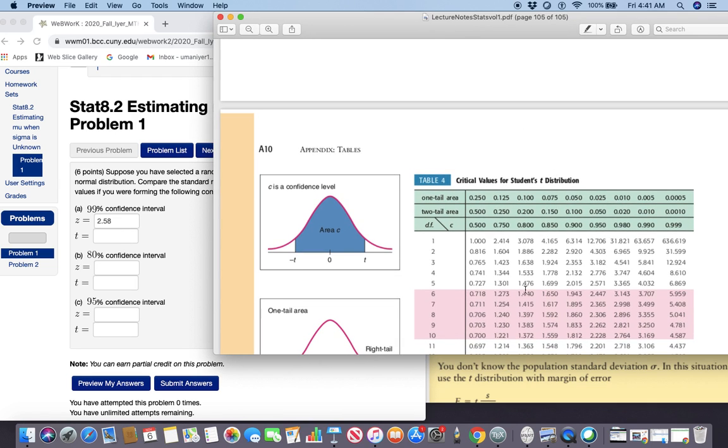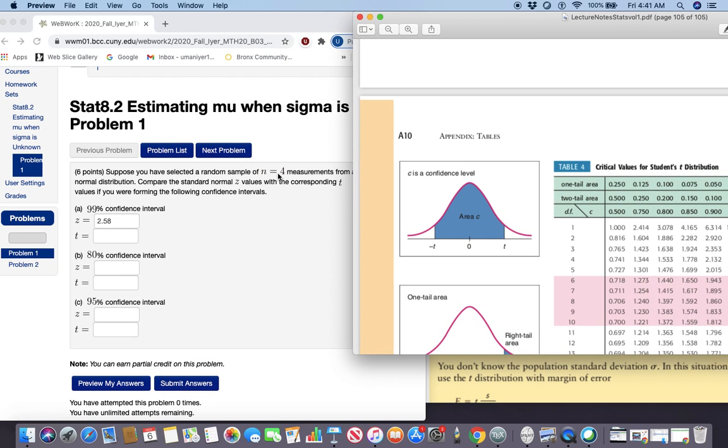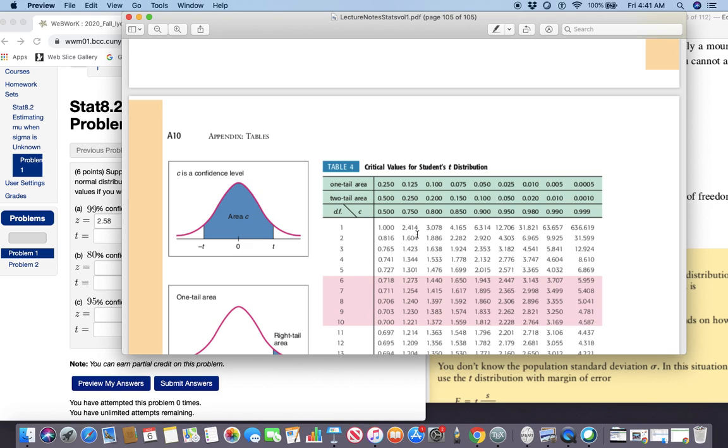Okay, so for 99%, and mind you, n is 4, so degrees of freedom is 1 less. So degrees of freedom, that is df, is 3, and confidence level is 99%. So for 3, I go to 99%, that's here. 5.841. All right, so 3 across, 0.990 down, 5.841.